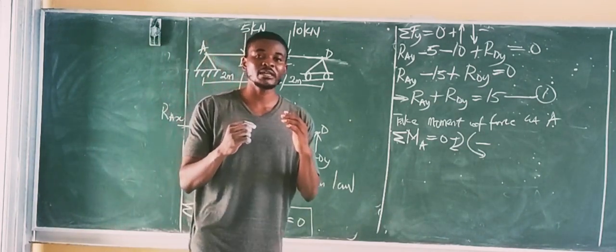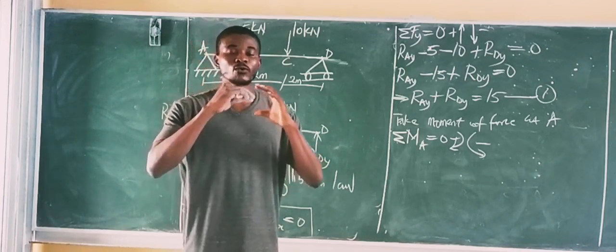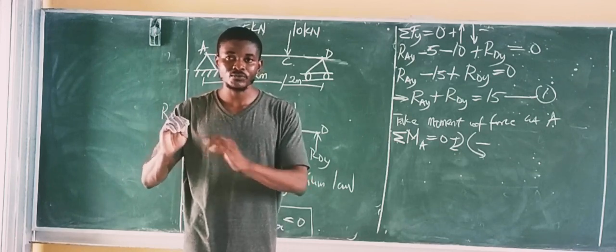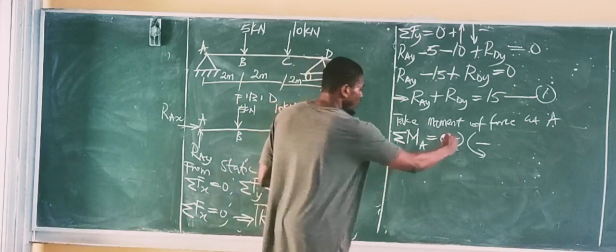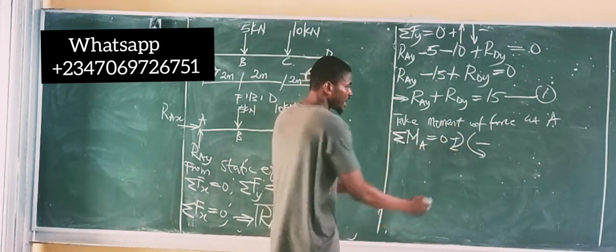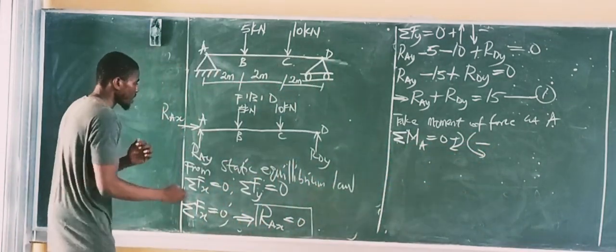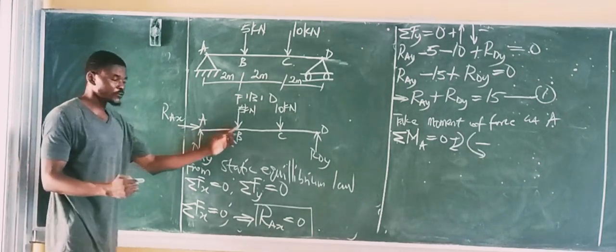So whenever you're taking moment, take moment about the point where you have numerous forces, so that the effect of those forces at that point becomes nullified. It becomes 0. So that's why we take moment at point A. So we are simply saying, let every force that takes moment in the clockwise direction about point A be positive, and anti-clockwise moment be negative. Knowing fully well now that the moment of these forces at point A is 0, we have to move on to the next force.